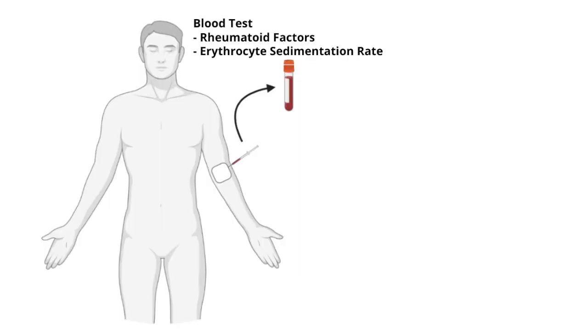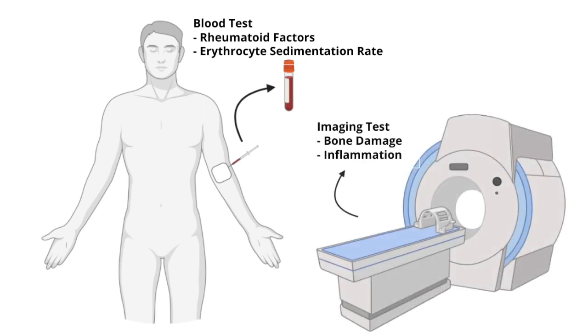Blood tests are often performed to do so. Doctors might be interested in the levels of rheumatoid factors, which are often elevated in someone with RA. They may also look at erythrocyte sedimentation rate. Erythrocytes are red blood cells, and an elevated sedimentation rate might indicate that inflammation is occurring. Imaging tests can also be important. Doctors often look for signs of bone damage or inflammation in the joint areas.